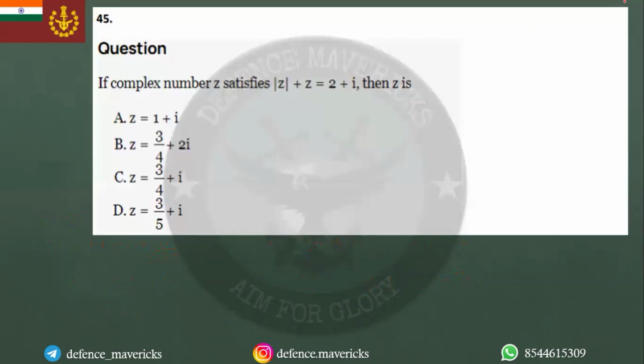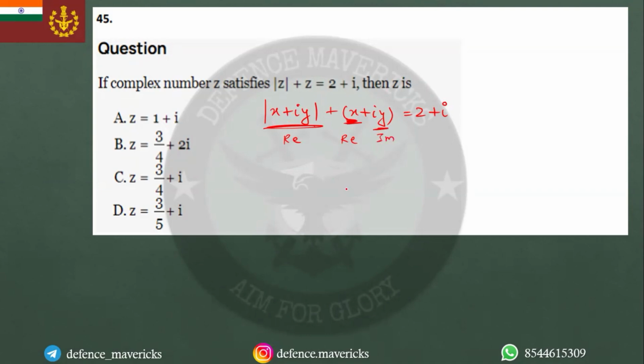Anyway, so now again the same thing, equation of z, again we will take z as x + iy. Let's try it. |z| + x + iy is equal to 2 + i. Now again, just look at this. This is a modulus thing. That means this has to be a real number, right? This is also a real part, and this is the imaginary part.